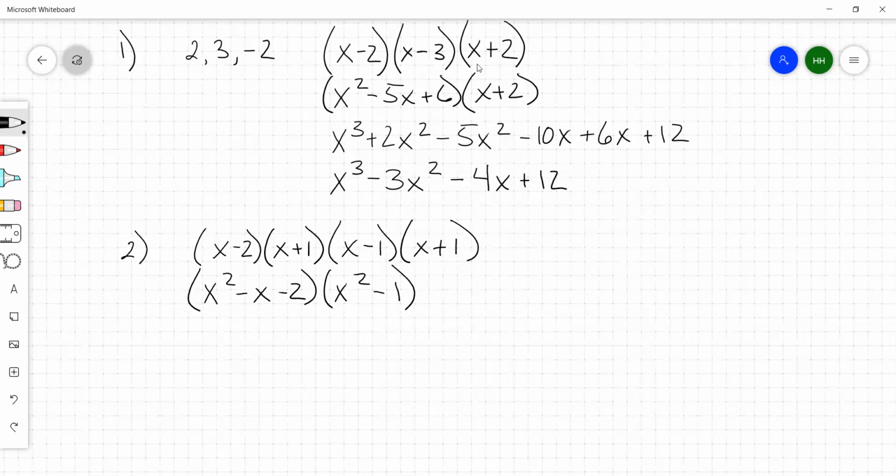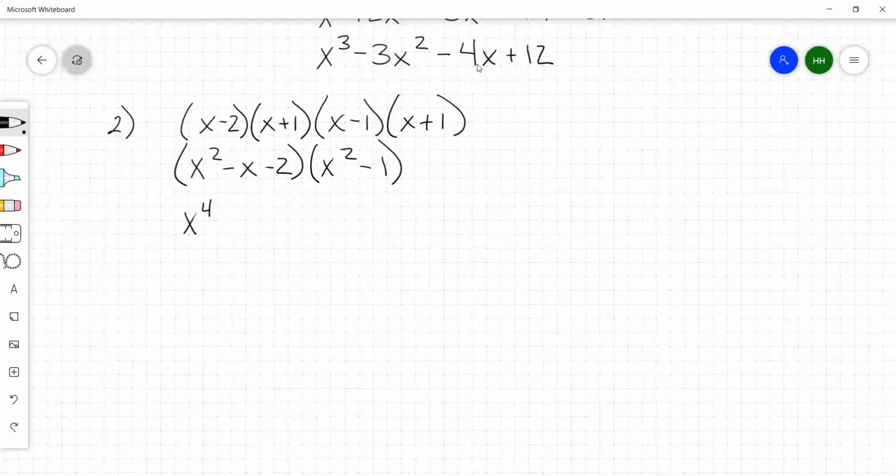So now distributive property: x squared times x squared is x to the fourth. And then x squared times negative 1 is negative x squared. Negative x times x squared would be negative x to the third. Negative x times negative 1 would be positive x. Negative 2 times x squared is negative 2x squared. Negative 2 times negative 1 would be positive 2.